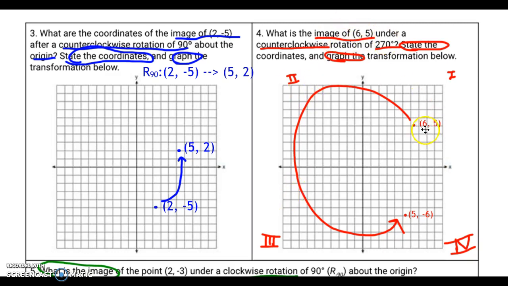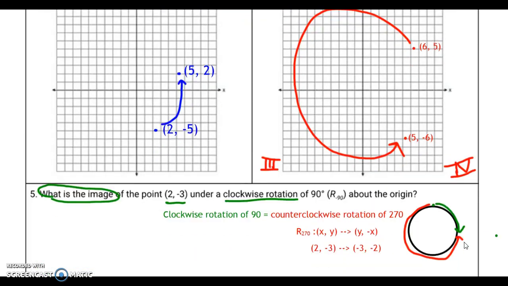The image of 6, 5 under a counterclockwise rotation of 270, well, here's the counterclockwise rotation, and we know that counterclockwise rotation is another one of those rules. Notice that the x value turns into itself, but negative as a y value, and that y value stays the same. So that's 5, -6. Notice that we've also taken it from the first quadrant and gone to the second, third, fourth quadrant. You should remember the names of the quadrants for the quiz tomorrow.